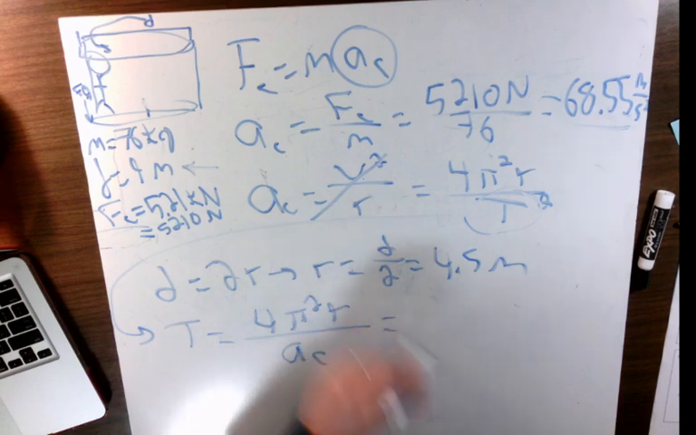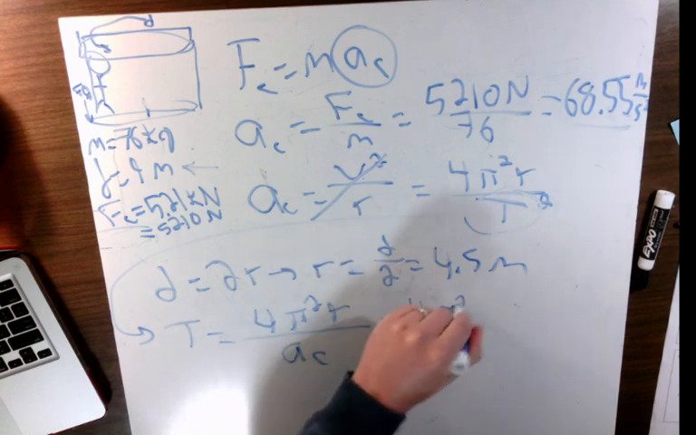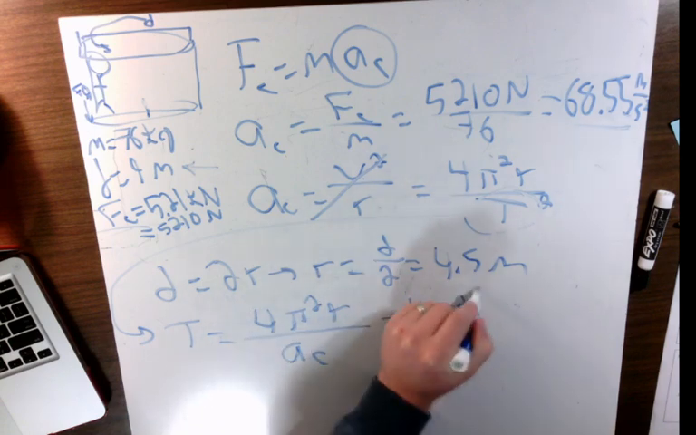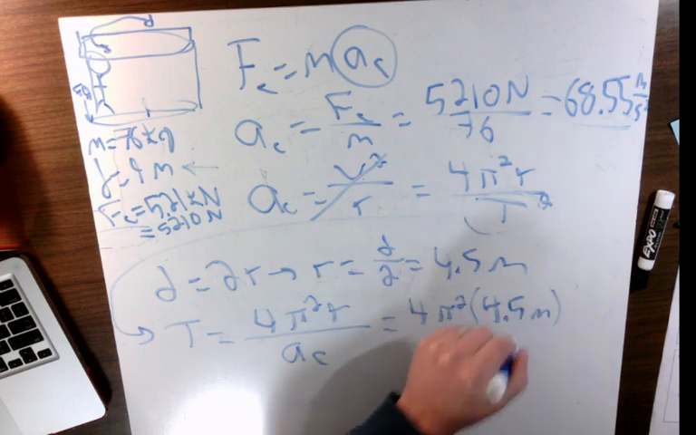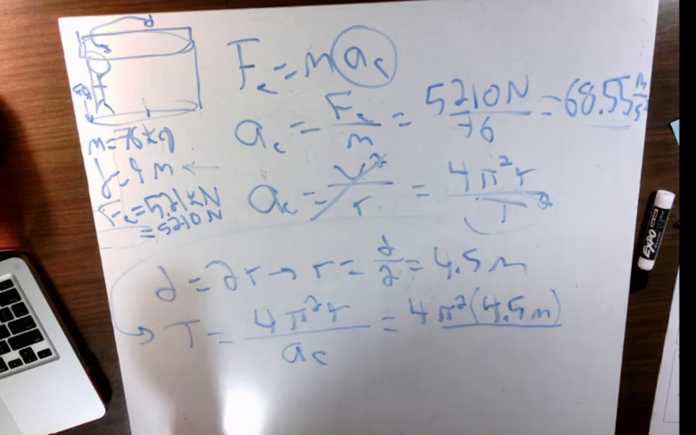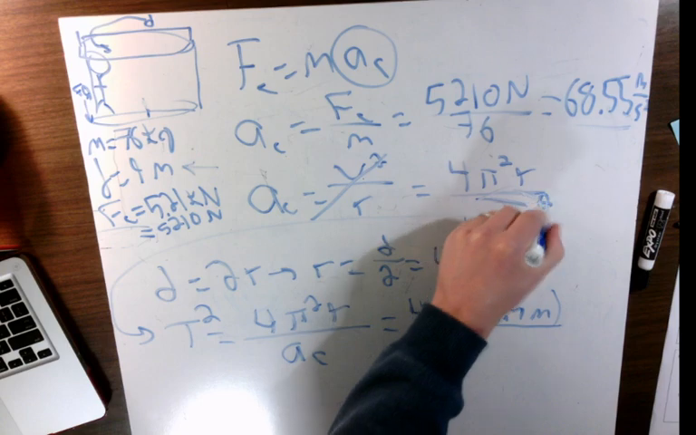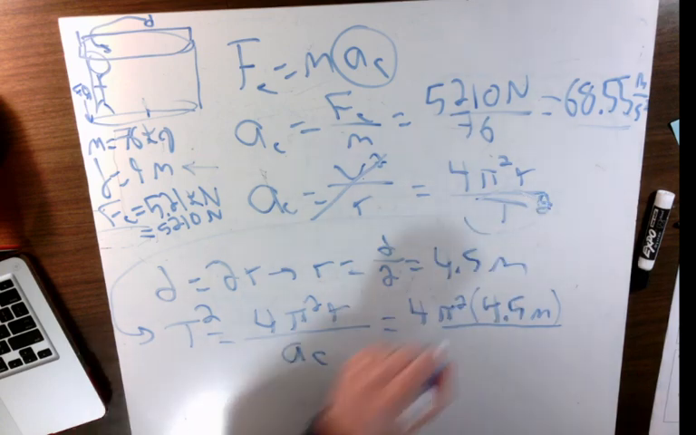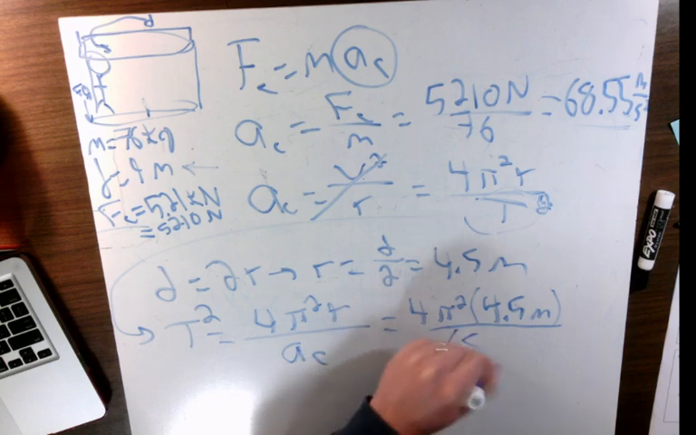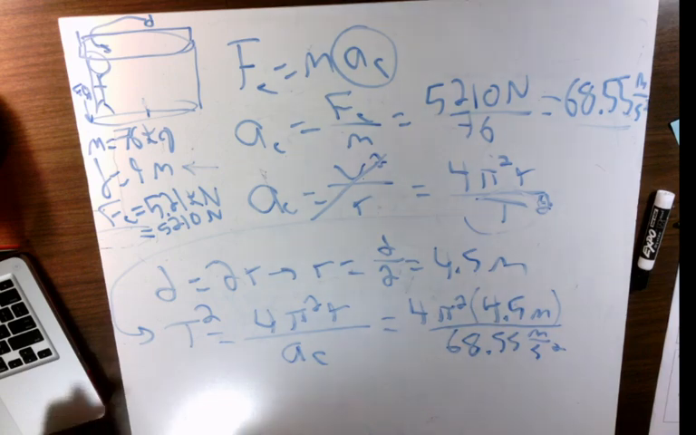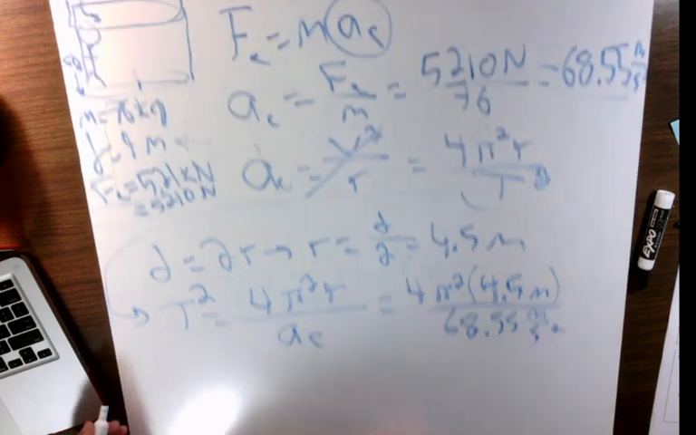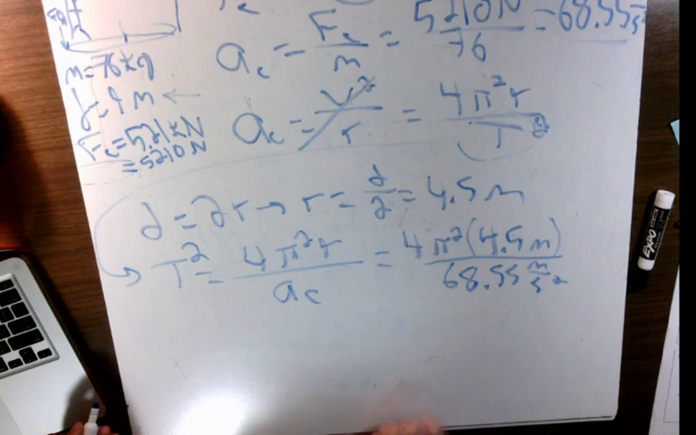Throw in everything I know. 4 pi squared is a constant. My radius is 4.5 meters. And this would be T squared still. Don't forget the little square. And I'm dividing it by the centripetal acceleration, which I calculated to be 68.55. I'll use the whole stored value in my calculator, so I avoid any rounding errors.